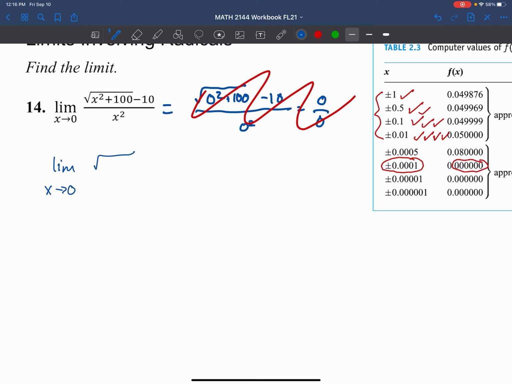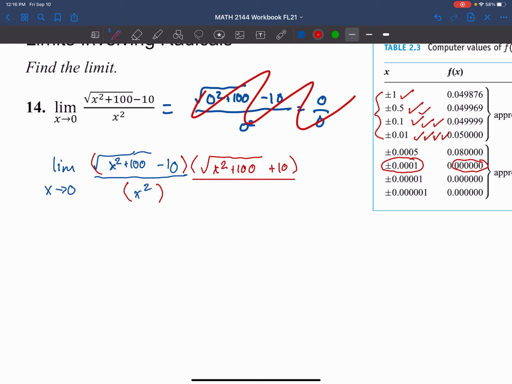What I'm going to do is rewrite my original problem right here. We have the limit as x approaches 0 of the square root of x squared plus 100, minus 10, all over x squared. I'm going to multiply both top and bottom by the conjugate. That is to say, the square root will stay the same, and I'm going to change the sign of the middle term to its opposite. Of course, if I multiply that in the numerator, I also have to multiply it in the denominator.